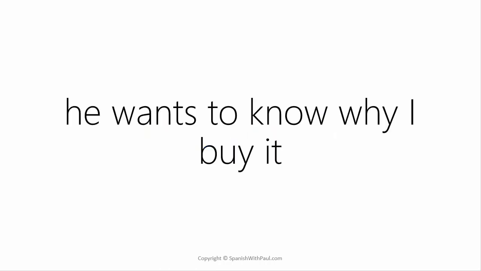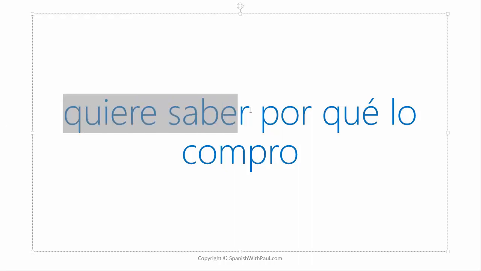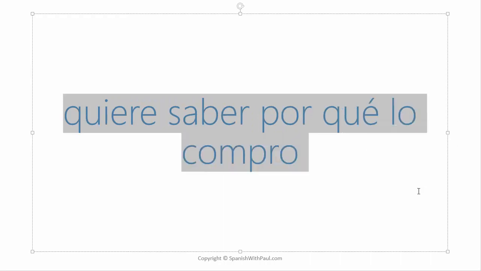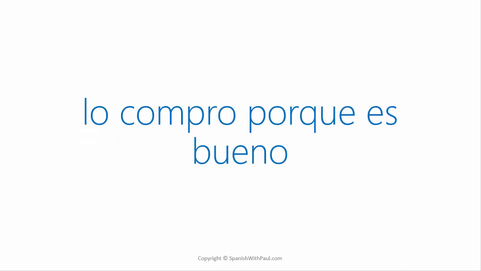Let's try using it in a sentence now. How would you say, he wants to know why I buy it? Quiere saber por qué lo compro. So we have he wants to know, quiere saber, why, por qué, I buy it, lo compro. Try to say, I buy it because it's good. Lo compro porque es bueno.